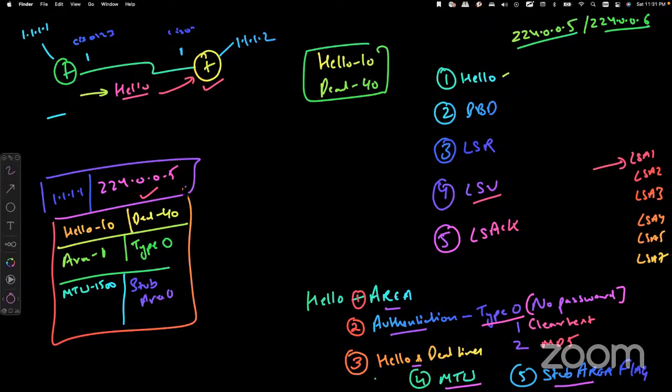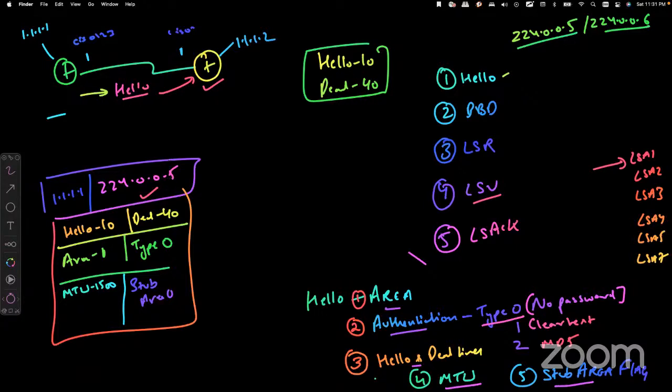If you have any parameter different, even if you have a different authentication, say this side type 1, the router will not accept it and will say authentication failure. If you have a different area, the router will give you an error, area mismatch. Clear? Yes, sir.